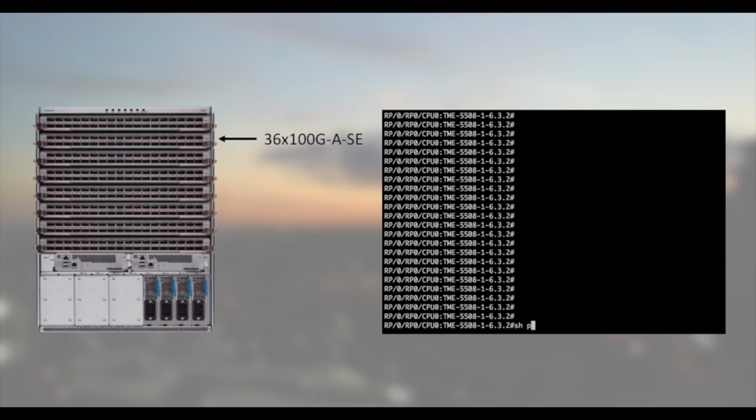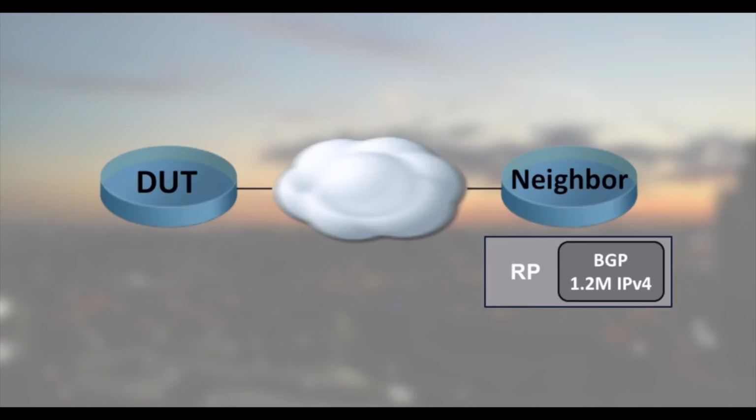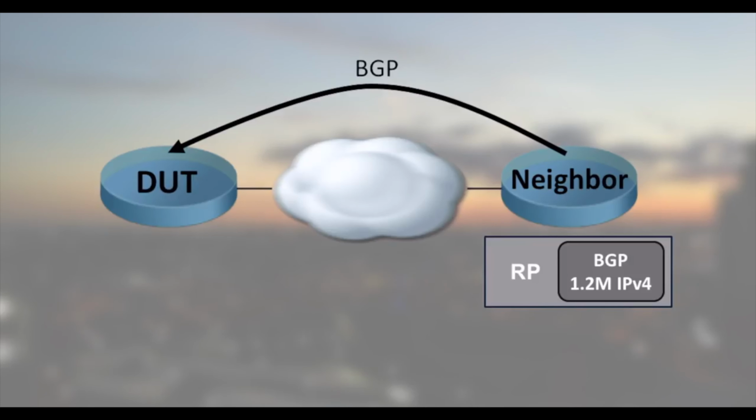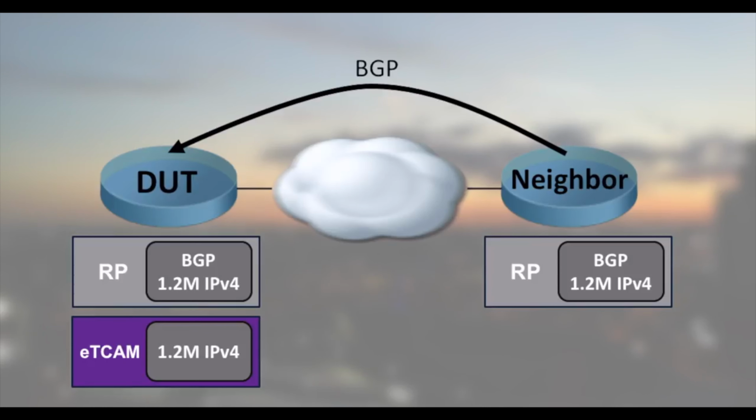The device under test is an 8-slot chassis, and we are using a 36-port 100 gig Scale line card. We generate 1.2 million IPv4 routes from another router through a BGP session. So the idea here is to set up something realistic even if we are performing the test in the lab. The prefixes are coming from a real router and not from a traffic generator. Quick look before starting the test.